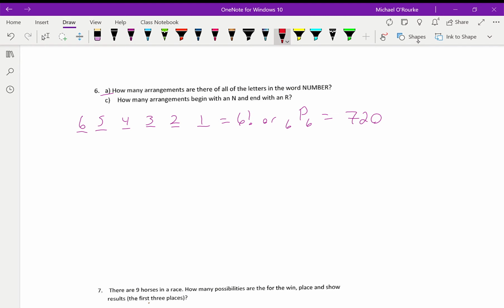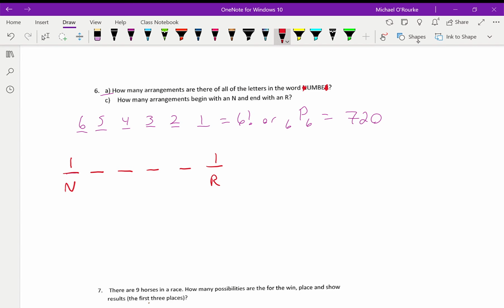Now, how many arrangements begin with N and end with R? Okay. One, two, three, four, five, six. So N has to go here. So I only have one option with N. R has to go here. I only have one R. So I've taken this out. I've taken this out.